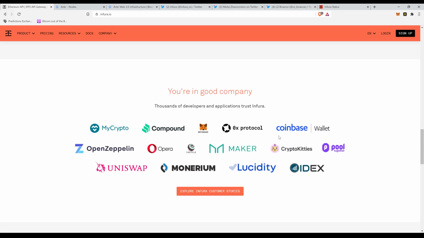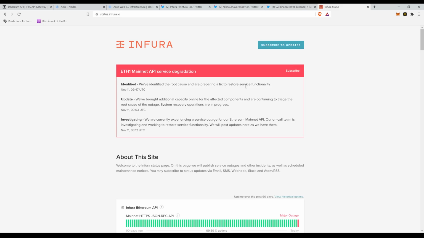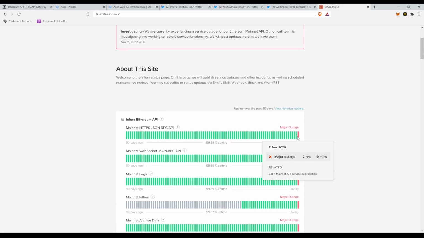But anyways, overall, it was related to one particular service, and it doesn't affect decentralization at all because you can run your own Ethereum node, you can provide your own services. It's just that all these developers chose Infura out of convenience. They chose the most convenient option when they technically shouldn't. But anyways, the service is now restored. If you look at Infura status, they've identified the root cause of the problem. Today they had a minor outage of 2 hours and 19 minutes, and everything is pretty much good to go.